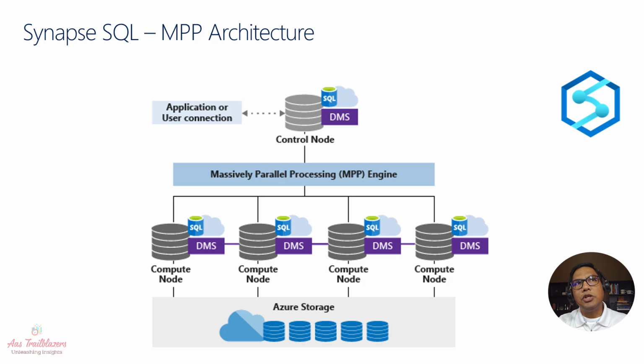Users and applications connect to the control node and submit their query. The control node takes that query, creates a distributed query execution plan, and sends it to all the compute nodes in the database. All these compute nodes work independently in parallel, process the data, and send the response back to the control node. The control node aggregates the data and sends it back to the application and user. For data movement between compute nodes, and between compute node and control node, there is a service called DMS that does that work.